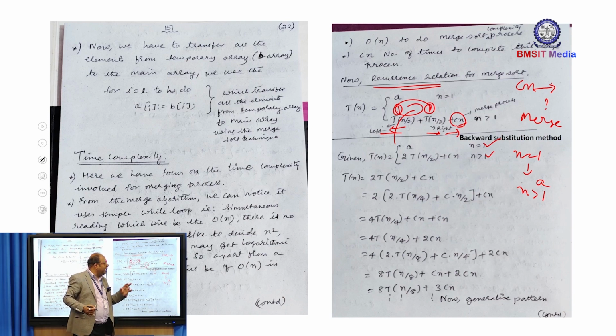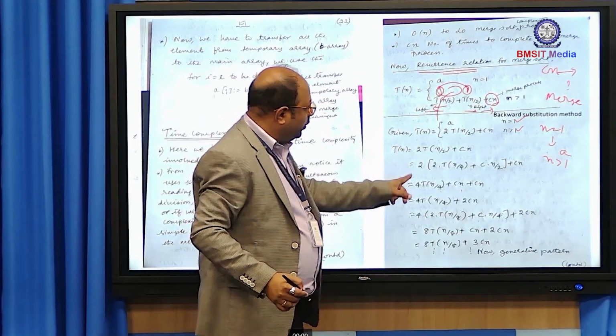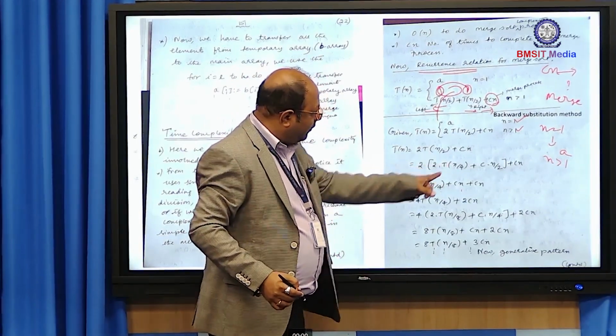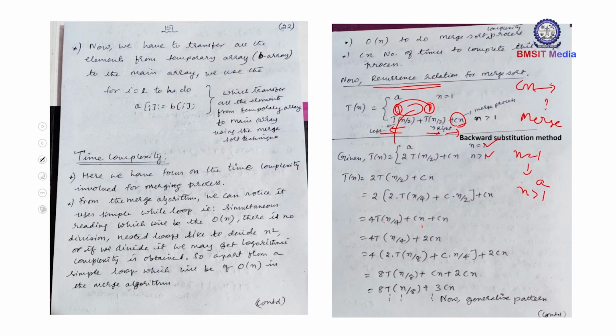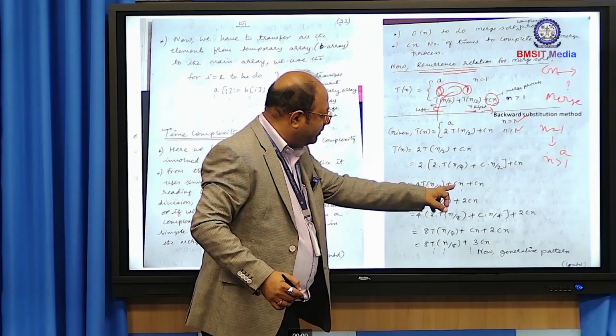Now we have to apply the backward substitution method. When you apply the backward substitution method, 2T of n by 2 plus cn is the given equation. When you apply this value for T of n by 2 in this equation, we get 2 into 2T of n by 4, because n by 2 into 2 becomes n by 4, plus c into n by 2, plus cn. Next cycle, 2 into 2 becomes 4, again the 4 is retained. This is generalized here: 4T of n by 4 plus cn plus cn.